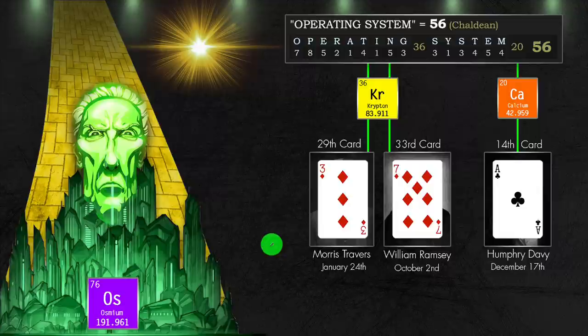No, folks, you see, these people are just doing their jobs. You can look at it in so many other ways. I'm just using the Chaldean. But you can clearly see that the Wizard of Oz is osmium. And these three guys were supposed to be born into this reality, and they were supposed to discover these elements because of their cards. And you could add up their birthdays, and there are so many more layers to this.